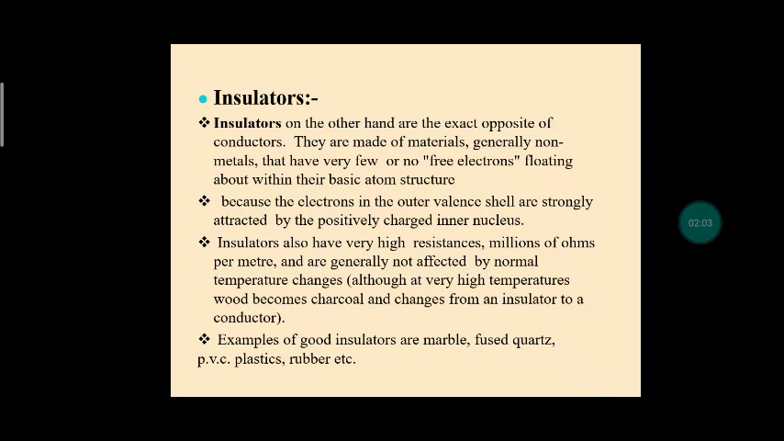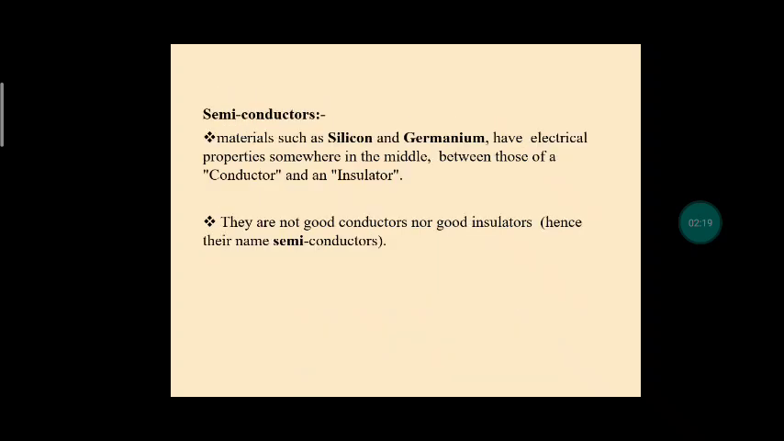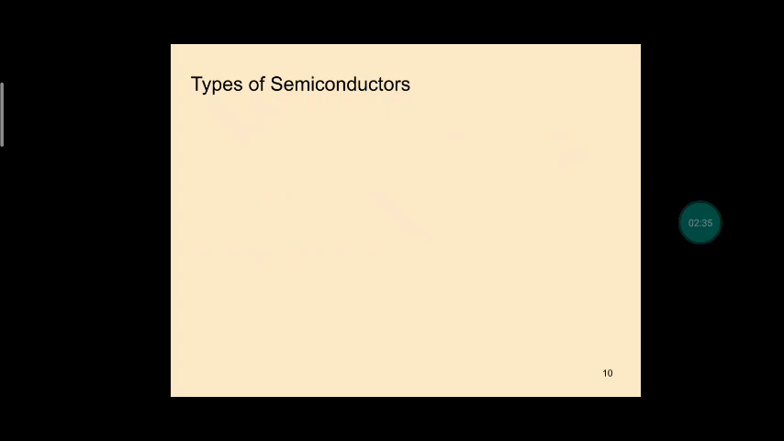Next one is insulator. An insulator is the exact opposite of a conductor. There is no current in the corresponding device. Examples of insulators are plastic pipes, rubber and wood. Next one is semiconductor. A material whose conduction lies between conductor and insulator is called a semiconductor material. Examples of semiconductor materials are silicon and germanium.